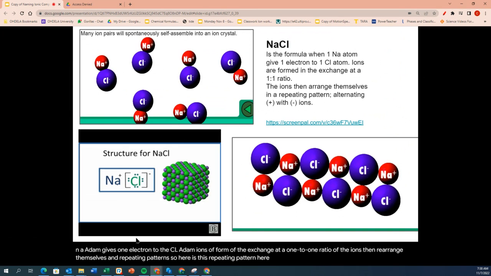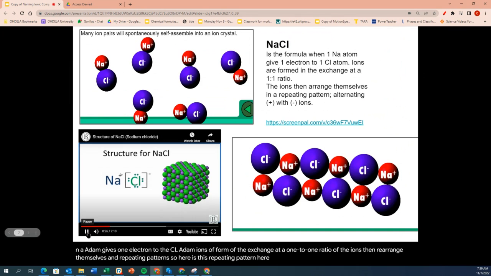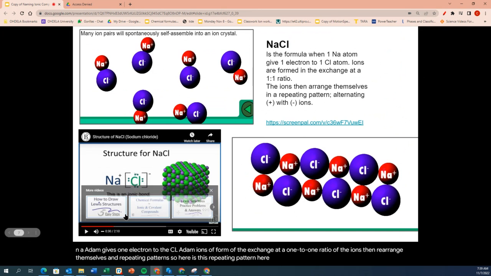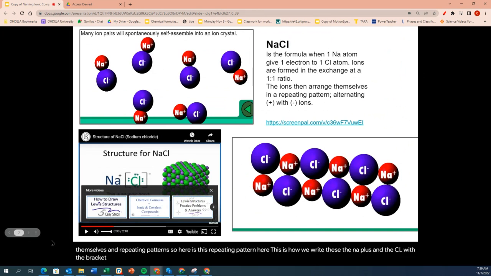So the sodium lost the valence electron to the chlorine. It lost that electron, it became positive. Electrons are negative, so the chlorine has an extra one, it now has a negative charge. And that positive and negative, they attract to form the chemical bond. So this is how we write these, the Na plus and the Cl minus with the brackets. Important to know that.